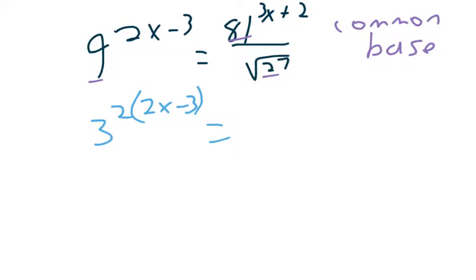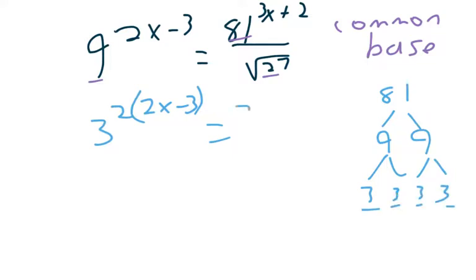3 to the what power is 81? Well, 81 is 9 and 9 and then 3 and 3. So that's 4 3s. So that would be 3 to the fourth power. I'm going to distribute that to the 3x plus 2.